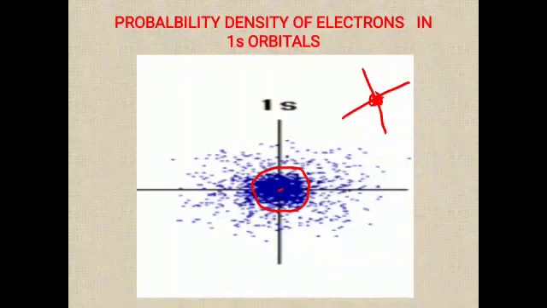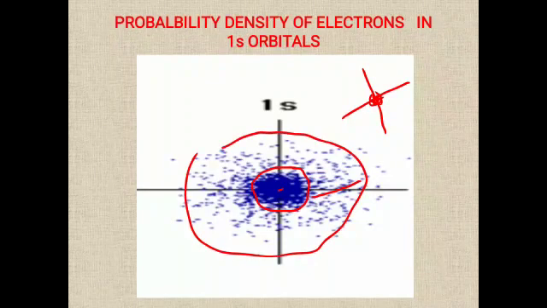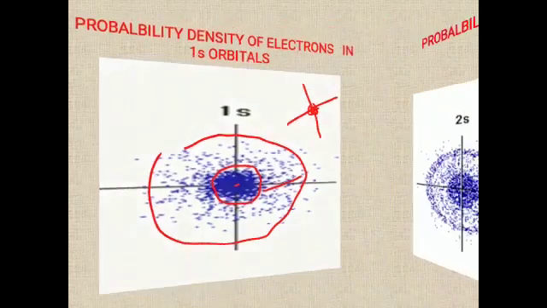What happens as the distance increases from the nucleus? As the distance increases from the nucleus, the density gets reduced. The probability density of the electron gets reduced; after some distance from the nucleus, we can find only a less probability of electrons. So the 1s orbital diagram shows the maximum probability of the electron lies nearer to the nucleus.